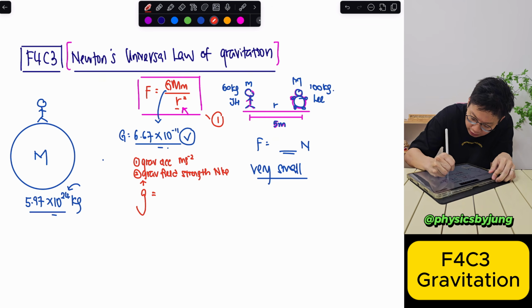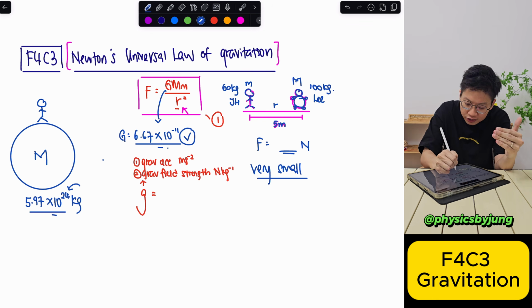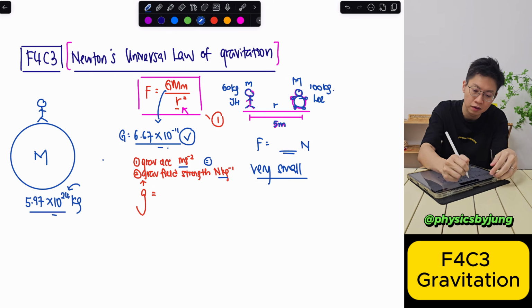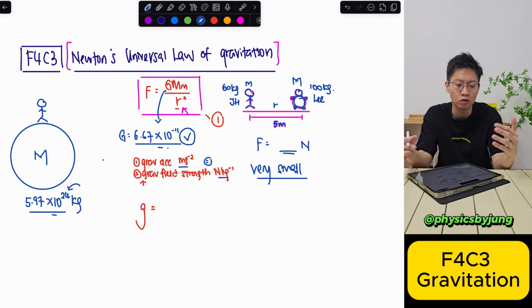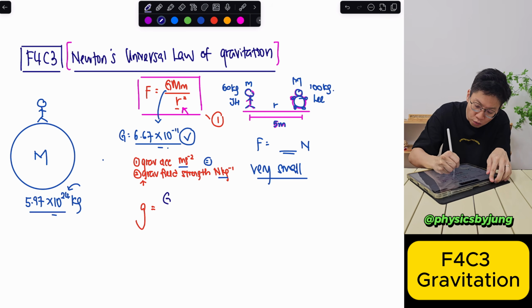which is N kg^-1. Now, if you have sufficient knowledge in derivation, you will realize that they are actually the same unit. So how do we calculate this gravitational acceleration, also known as gravitational field strength? The formula here is going to be GM over r squared.